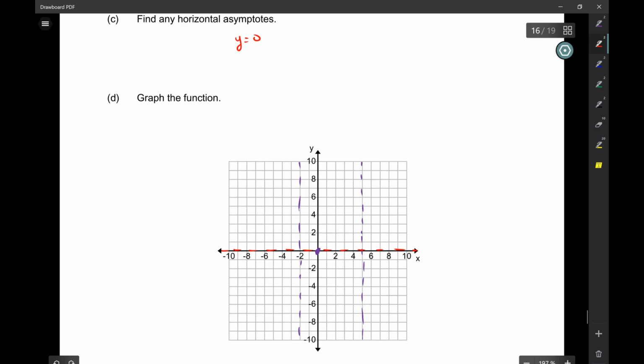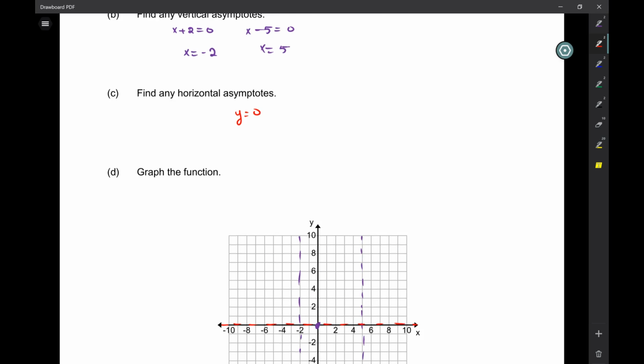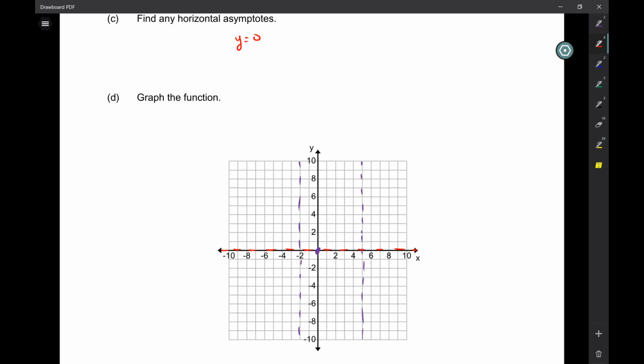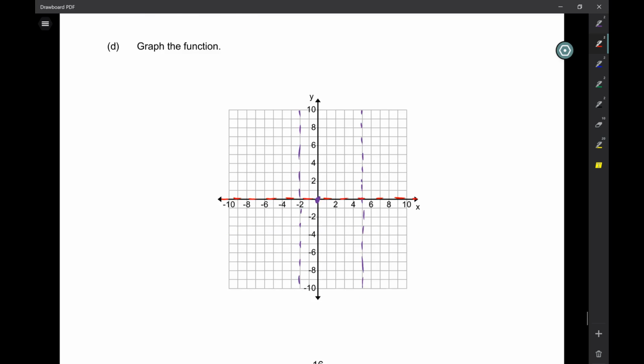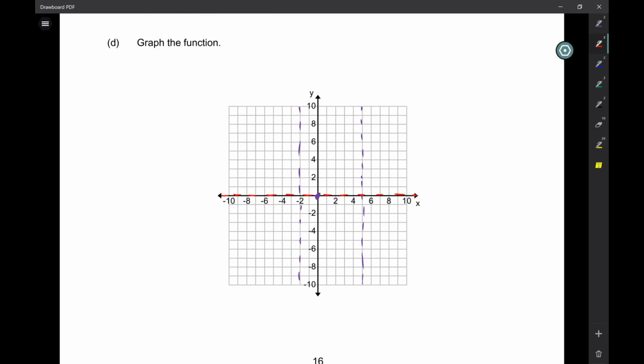Okay, all right. Now I'm going to give you about 30 seconds to a minute in order to graph this. And I'm going to be walking around to make sure. So I'll stop this recording for a minute.